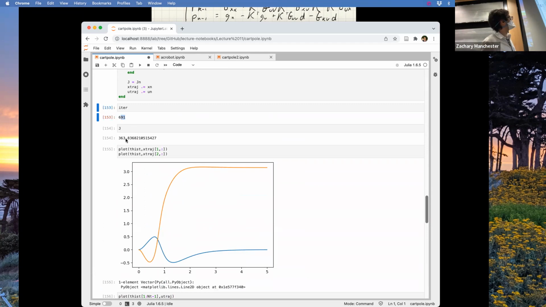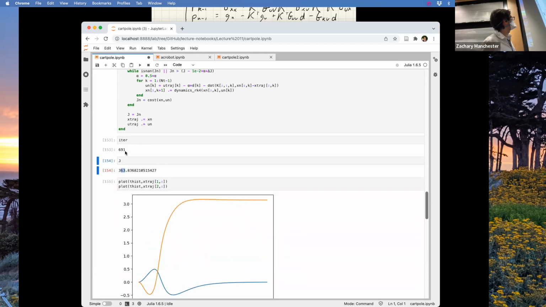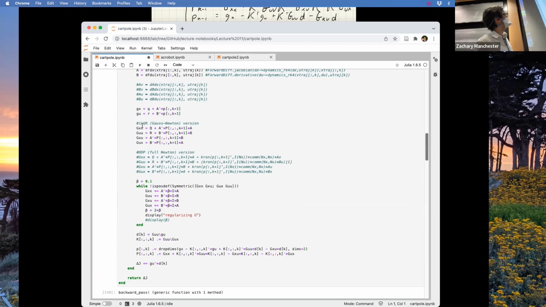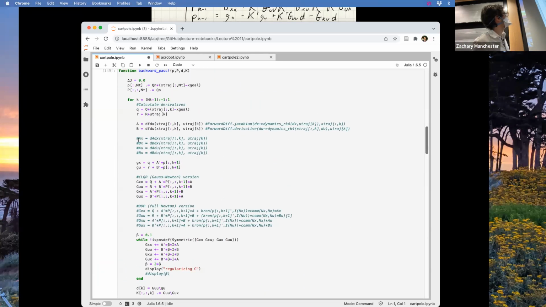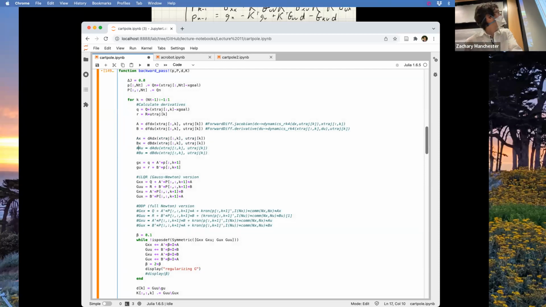So remember this. The cost it finds is 363 something, with 691 iterations. I'm now going to go in and do the full DDP with the extra tensor terms, and let's see what that does. So here are all those second derivatives, which are kind of expensive to compute, like we talked about.